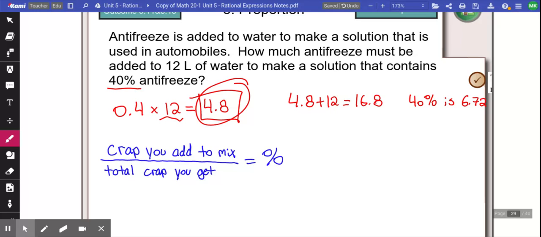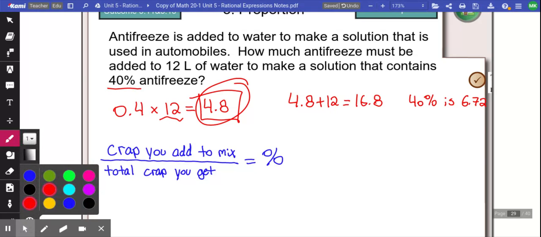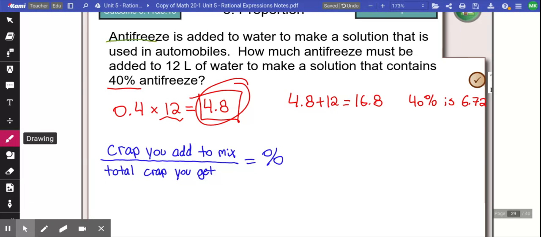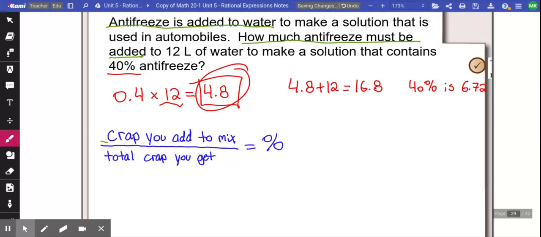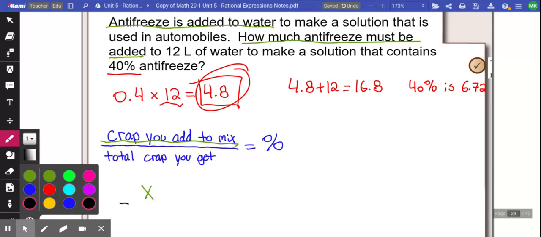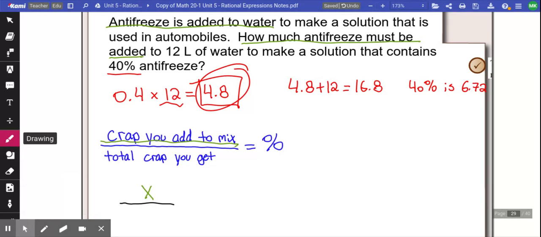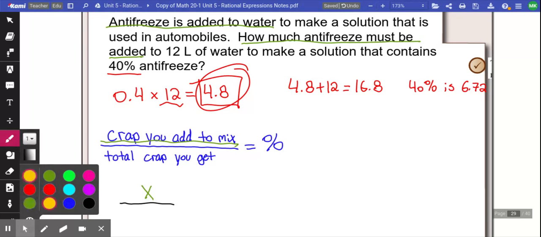So for this question, it says antifreeze is added to water. So the crap I'm adding is antifreeze, to make a solution used for automobiles. How much antifreeze must be added? Okay, that's the crap I'm adding right here. They said how much. I don't know how much. So I have X divided by, let's go back and read the question. How much antifreeze must be added to 12 liters of water to make a solution that contains 40% antifreeze?